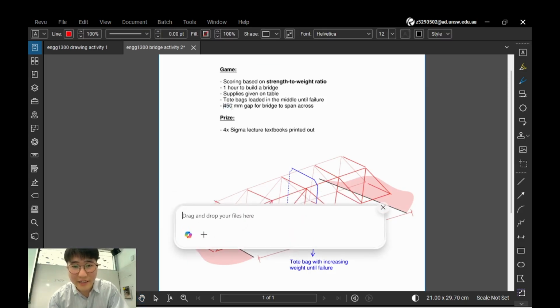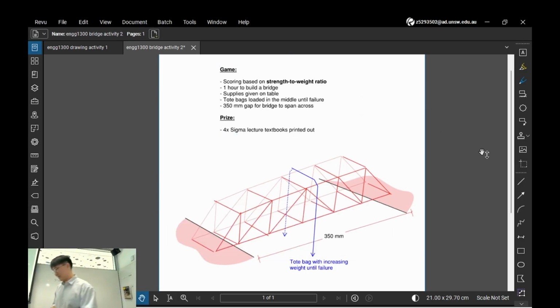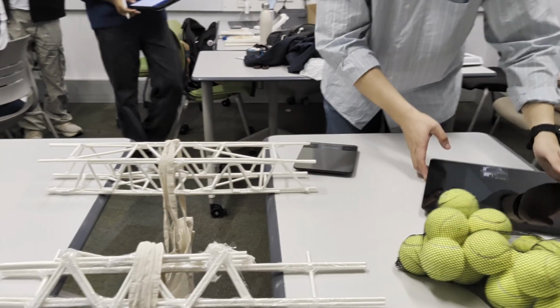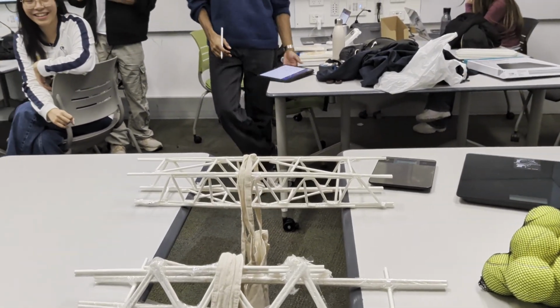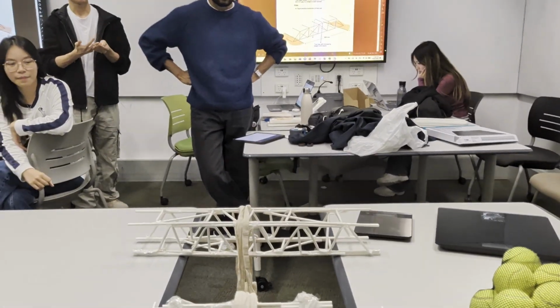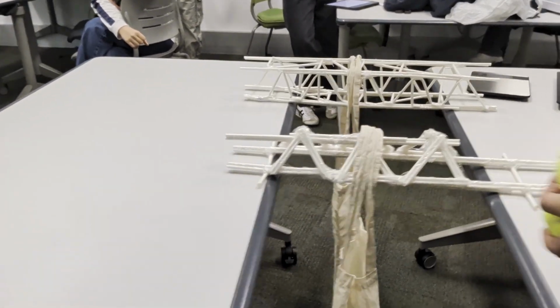And that's gonna be 35 centimeters, or 350 mil, and you'll get these textbooks. I'll just leave this on the table if you want to load this up until failure, and then we'll measure how heavy the bag is. Alright, which bridge are we doing first? Maybe we'll do this one first. Okay.